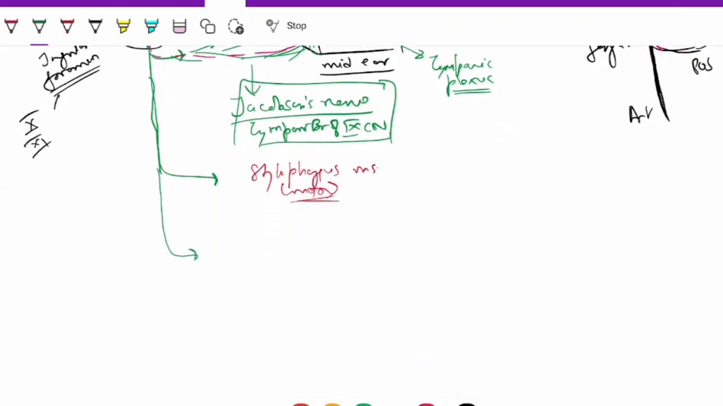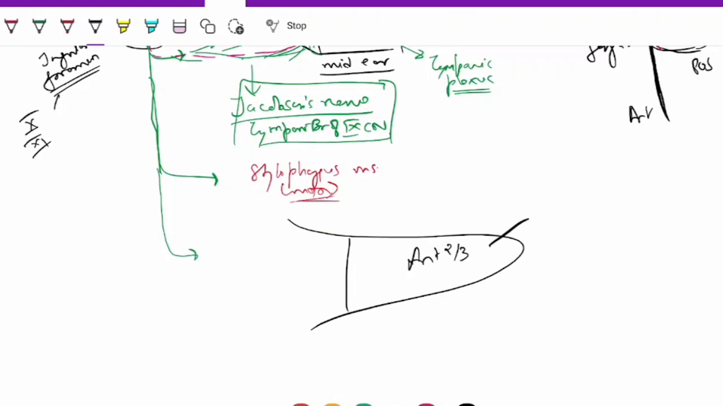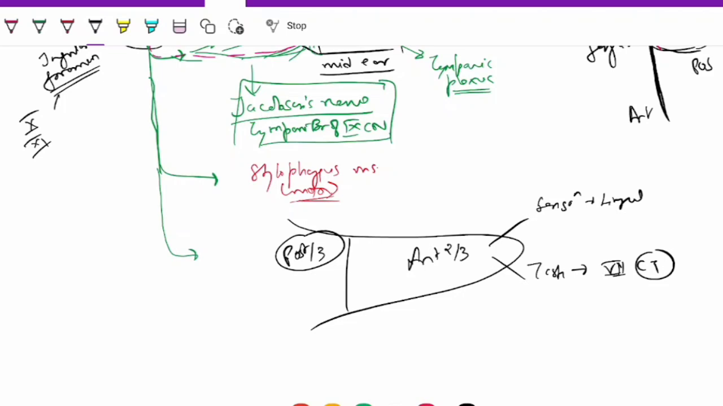Then it goes on to supply something which you have already read. Now if you remember, I talked about the anterior two-thirds of the tongue. Anterior two-third sensation was the lingual nerve. Taste was the facial nerve through the chorda tympani. What about the posterior one-third? For the posterior one-third, taste plus general sensation, both are by your ninth cranial nerve.